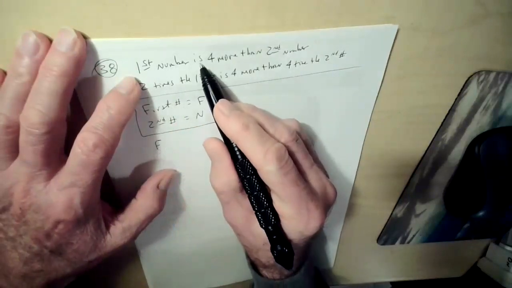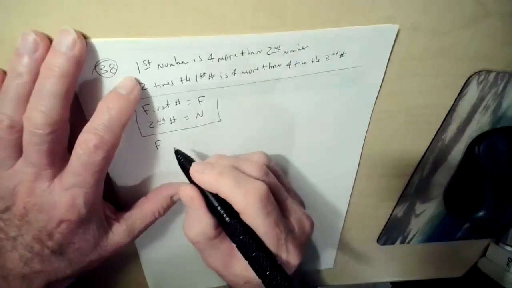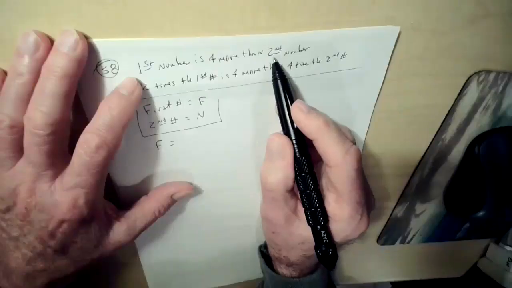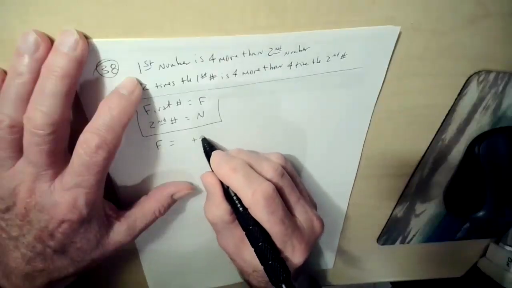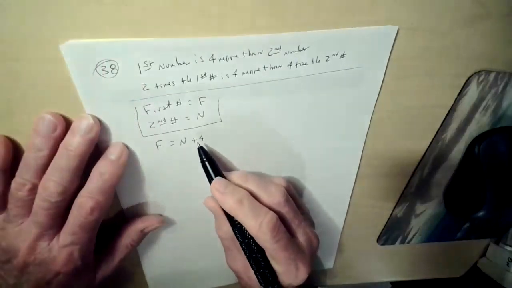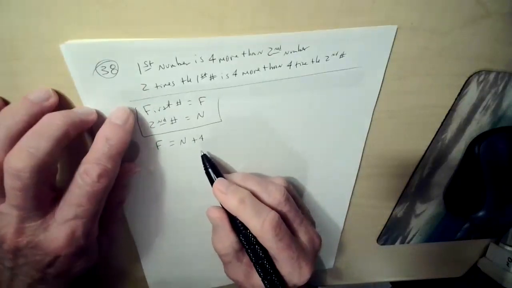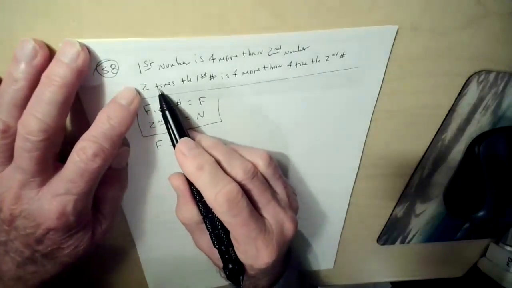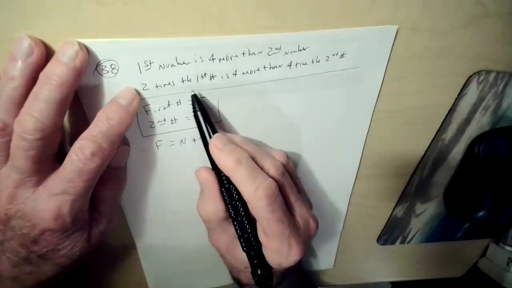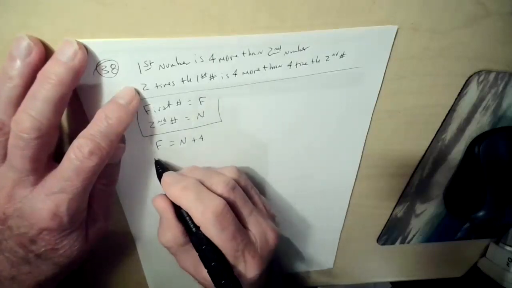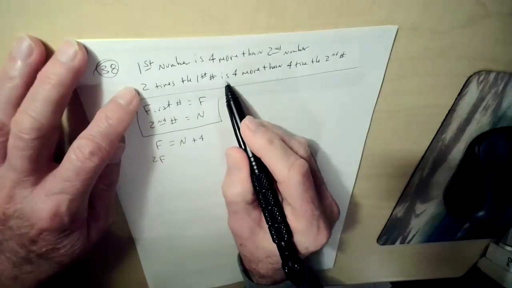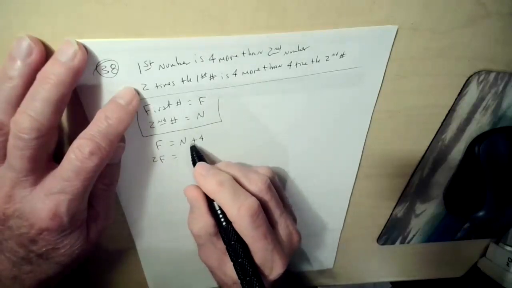So look, take this real slow and write it in numbers. The first number is, how do you say the first number? F. How do you say is in math? Equals 4 more than the second number. Okay? That's our first one. Everybody get that okay? Now, just take these slow, and like I said, write it in numbers.